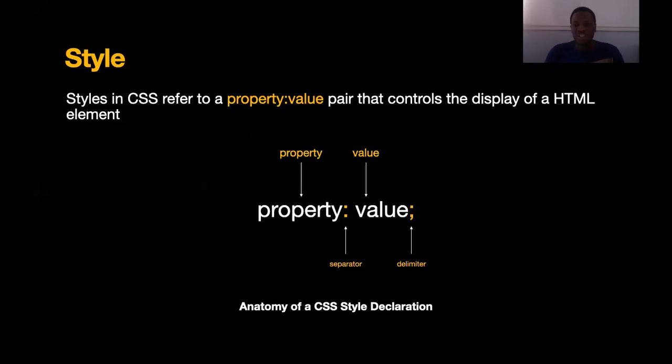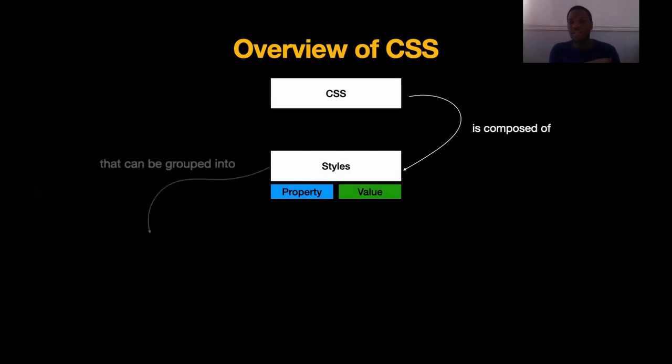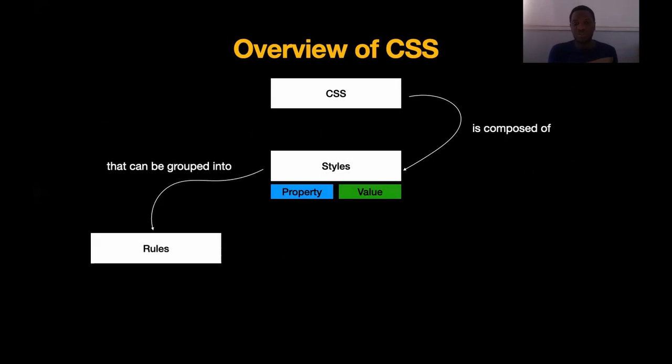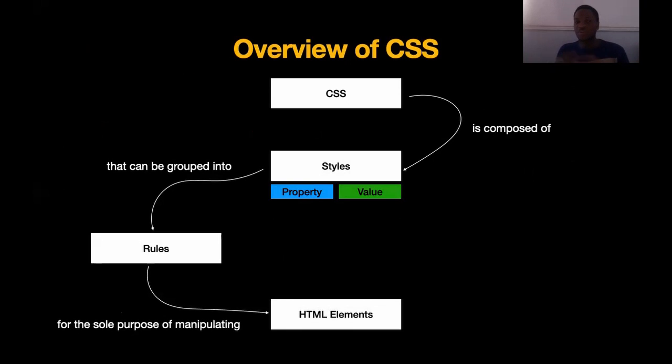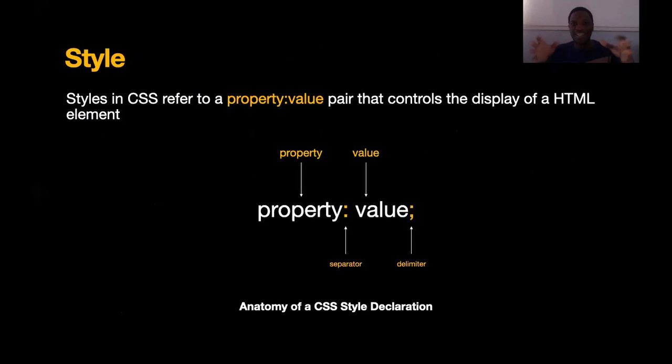Now, remember in our previous overview of CSS, we said CSS is composed of styles. And we said styles have property and value. And then we said styles can be grouped into rules, and these rules are basically for the sole purpose of manipulating HTML elements. So stick with me. I'm going to run through this slide, and then at the end, we'll do a project to try out most of these things. So now, let's see what that style looks like in code. Styles just refer to a property value pair that controls the display of HTML elements.